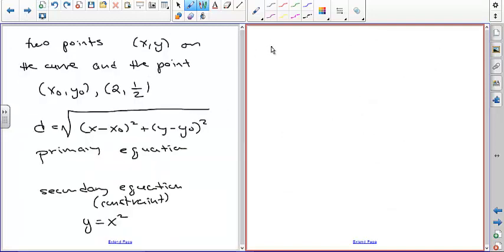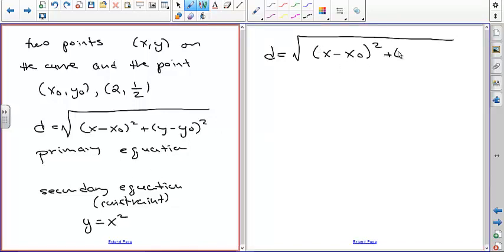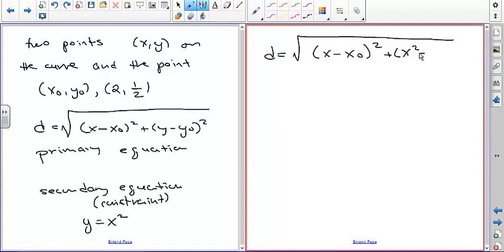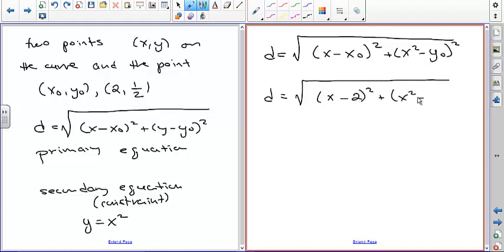Let's go ahead and do that. So you get distance is equal to the square root of (x minus x0) squared plus, in this case, y is equal to x squared, so (x squared minus y0) squared. And let's plug in the actual x0 and y0. So you have (x minus 2) squared plus (x squared minus 1/2) squared. Now we have the primary equation in terms of one variable.